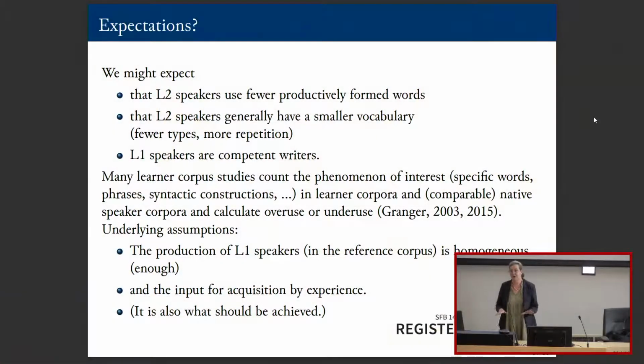So many learner corpus studies, and we've all done these, and they're great, and we've learned a lot from those, have some phenomenon of interest, be it a syntactic phenomenon or a specific word or some construction, hedging expressions, whatever we want to look at, and we compare that in learner corpora and native speaker corpora, or L1 corpora, I should probably say, and then we calculate overuse, underuse, or misuse sometimes, and then we draw some conclusions concerning the acquisition of whatever that phenomenon is. And the underlying assumption always is that the production of the L1 speakers in that reference corpus is homogeneous enough that we can lump that together as a group. And for my research question, it's also somehow underlyingly assumed, without often being explicitly said, that that's the input for the acquisition by the learners.